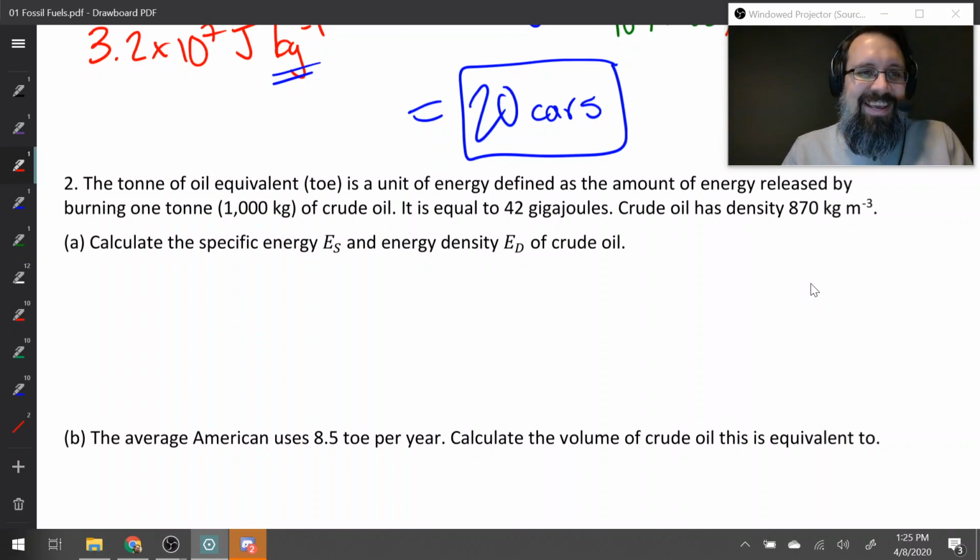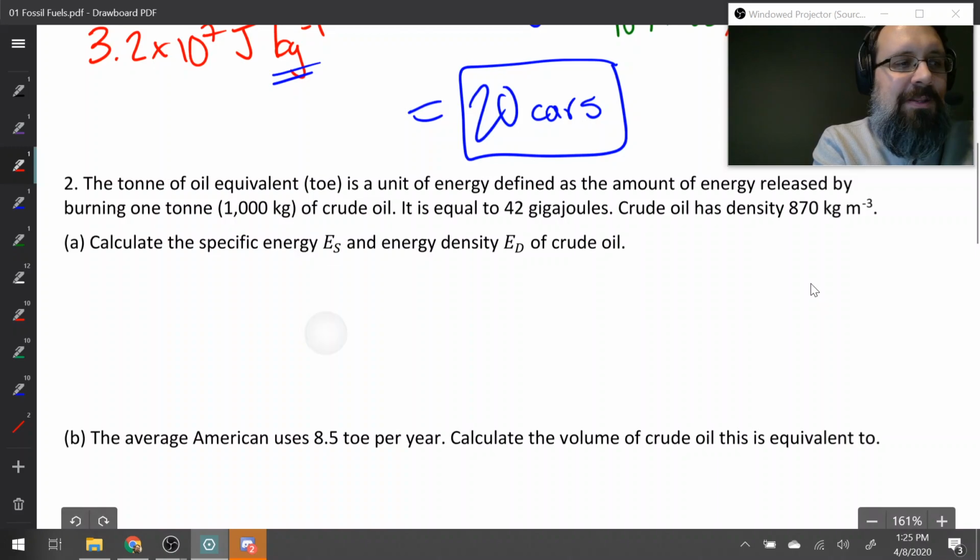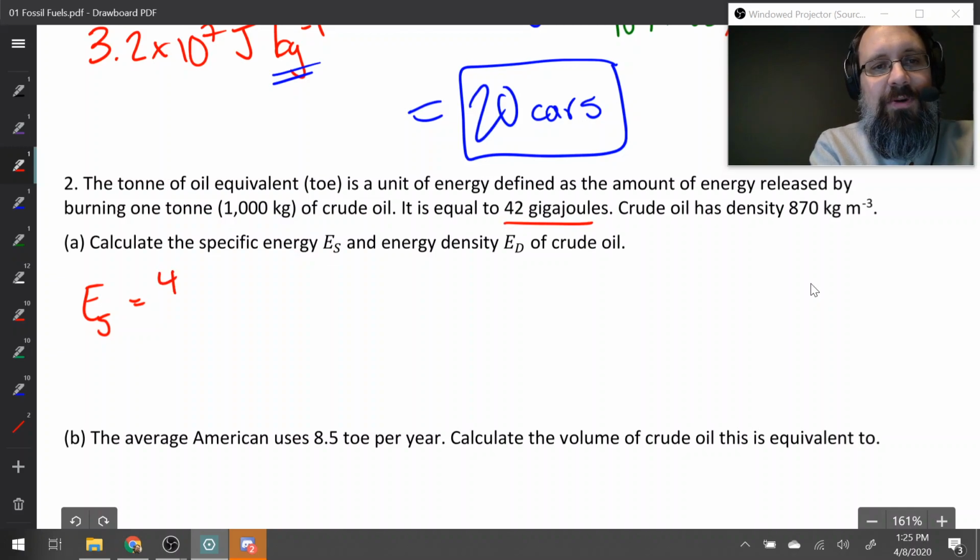Sorry. Okay, question A. Calculate the specific energy and the energy density of crude oil. Okay, so we know that the specific energy, okay, so here we go. We know that we're going to have 42 gigajoules, 42 times 10 to the 9 joules, in how much mass?